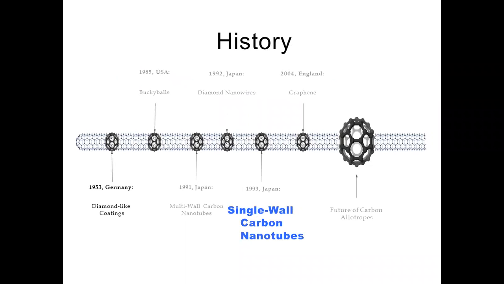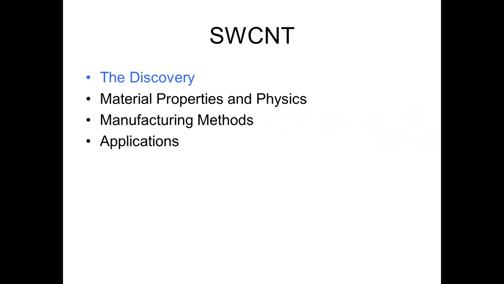Today in our history timeline, we're going to look at single-wall carbon nanotubes that were actually researched quite a bit in Japan at around 1993. So this is the basic premise: we take a look at all the different carbon derivatives. We take a quick look at each one.